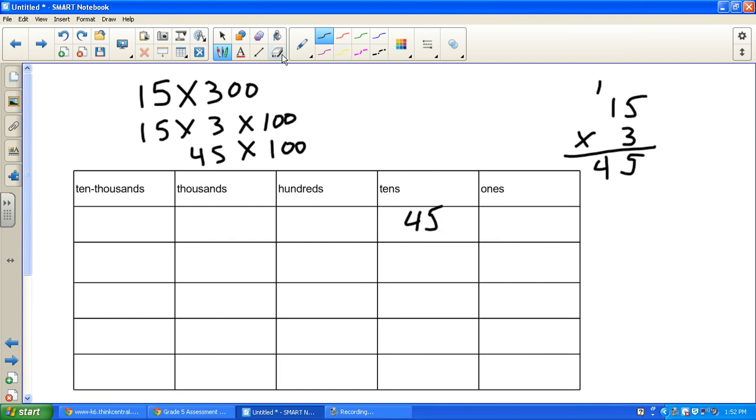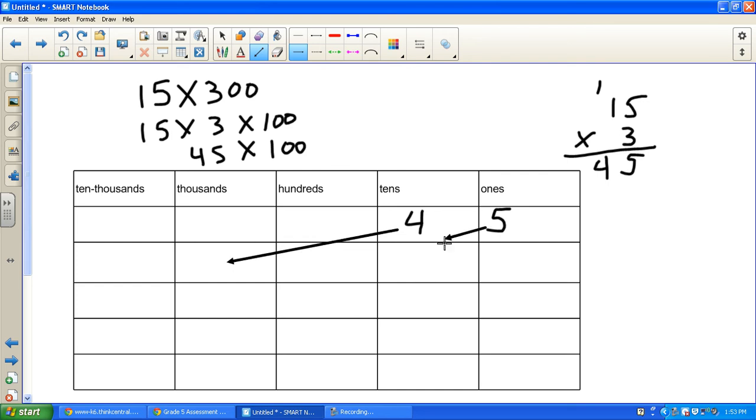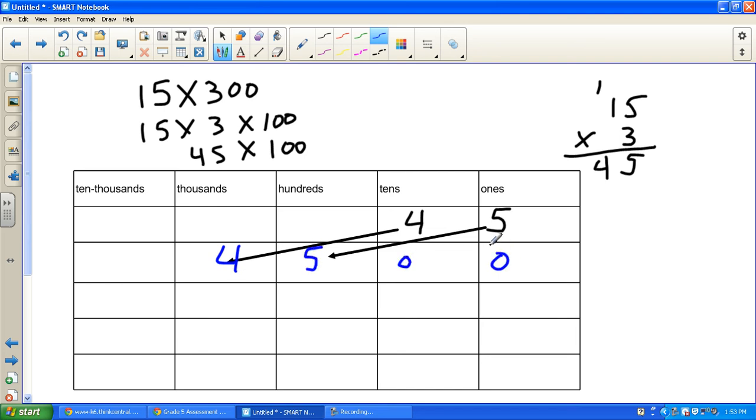Excuse me. Mistake there. Let me fix that. 45 has a 4 in the tens and a 5 in the ones. Now I have to push it. How many spaces over do I have to push it? 2. You're right. I take the 4 and move it over 1, 2. I take the 5 and I move it over 1, 2. Because it is 100, so I move it over 2 places. My final answer is 4,500. Awesome job.